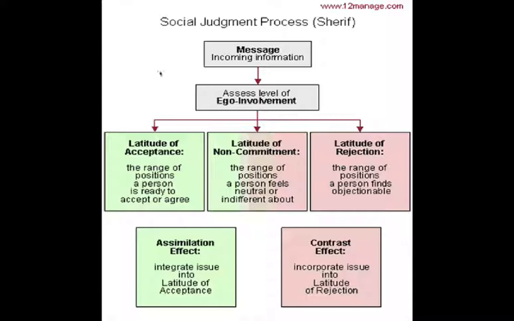So think of it in the way of that we're delivering a message. Either we're sending the message or somebody else is sending the message, and we're receiving this, or another person is receiving this message. And they go through an assess level, what's called ego involvement. And ego involvement looks at that these extreme stands have these wide latitudes of rejection or acceptance in this case.